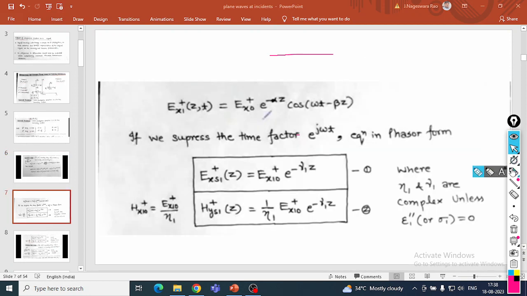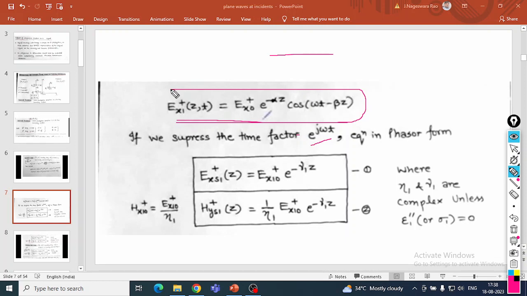From this, finally we have this equation for the electric signal. If we suppress the time factor e to the power of j omega t, we have the equation in phasor form. As per your interest, we can include the time factor. If you include the time factor, we have this equation. If you suppress the time factor e to the power of j omega t from the above equation, I mean the phasor equation, we have these terms only. This is our electric signal, and this is our magnetic signal.